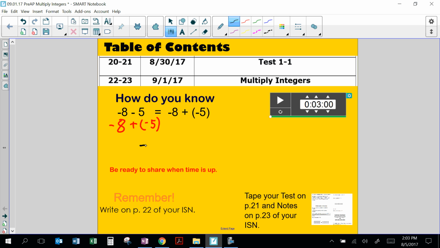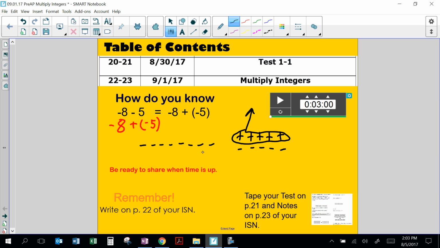So I have 8 negatives. 1, 2, 3, 4, 5, 6, 7, 8. I start with 8 negatives. I need to take away 5. But can I take away 5 without changing this value? I need to draw 5 sets of 0 pairs. So I take away these 5. Bye-bye. So I see negative 8 and I see negative 5.